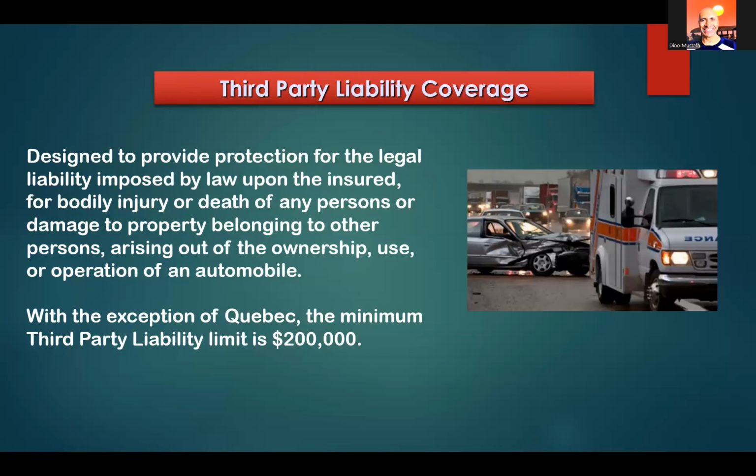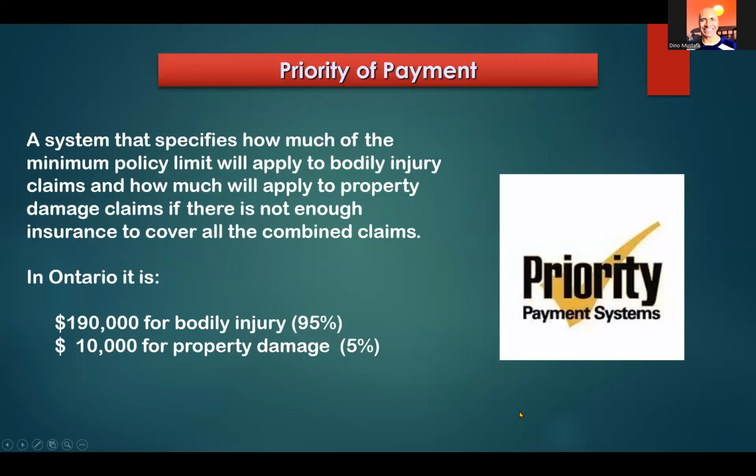With the exception of Quebec, the minimum third-party liability limit is 200,000 in pretty much all provinces and territories. In Quebec, it's only 50,000. It's a whole different story, and I don't want to digress here. Now, if you look at any policy in Ontario, the minimum has actually become 1 million. It's not mandated by the province, but pretty much everybody has at least 1 million coverage.